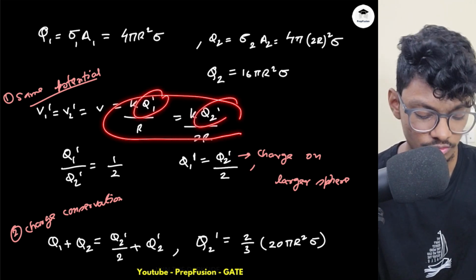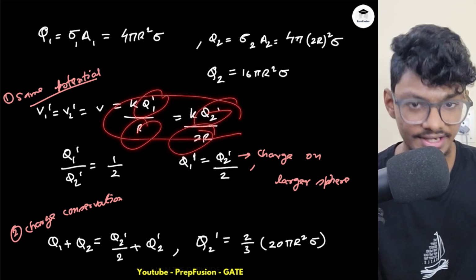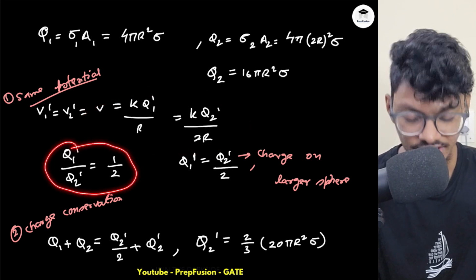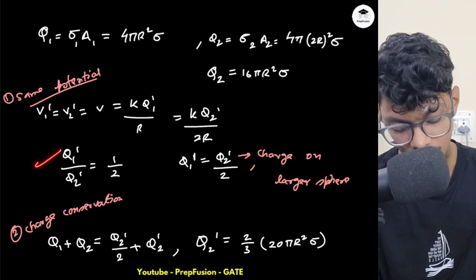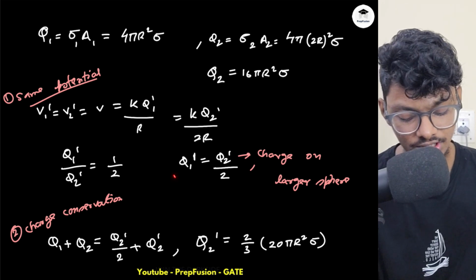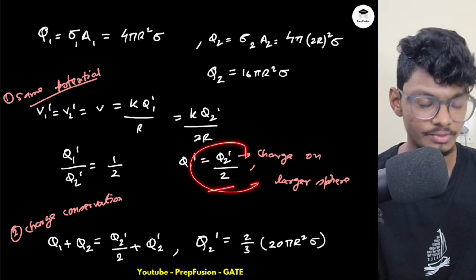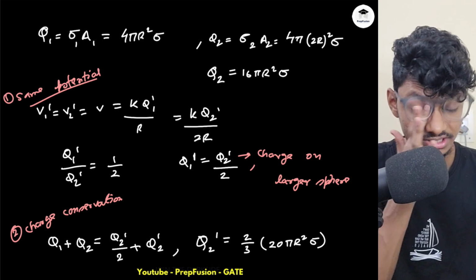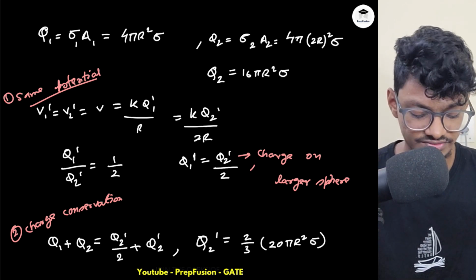Although Q1 dash and Q2 dash are different, obviously the radius is also different. That's how their potential becomes same. So I can directly say Q1 dash by Q2 dash equals 1 by 2. This is how also you can find Q1 dash or Q2 dash. Q1 dash equals Q2 dash divided by 2. Whatever charge will be present in the second sphere, the first sphere charge will be half.